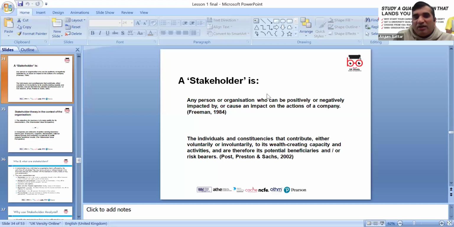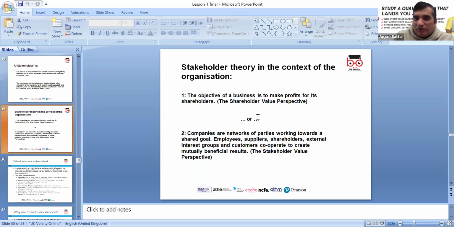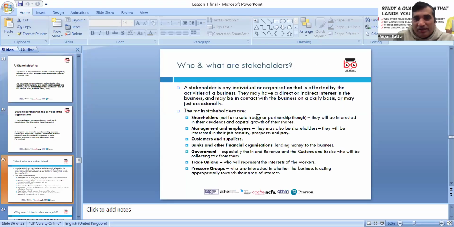Then we have stakeholders. Stakeholders means anyone who has any interest in the business. That's what we call stakeholders. Stake means interest. So that's what we'll look at in detail.